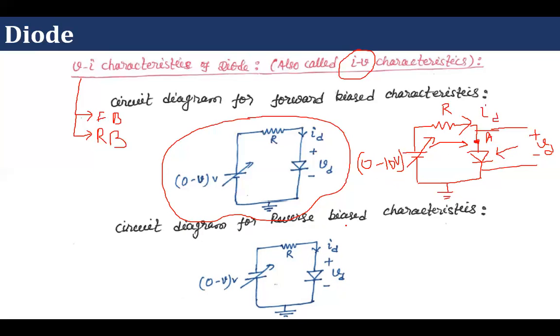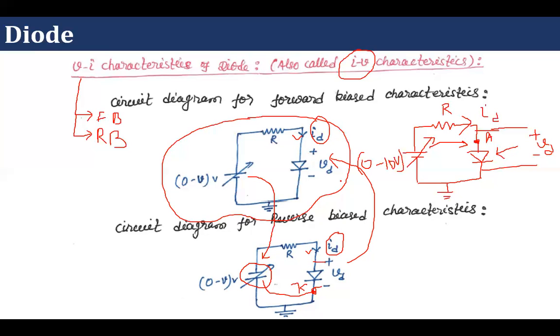Similarly, we can plot the reverse bias characteristic. This time, the positive voltage should be applied to the cathode terminal and negative voltage to the anode. So what has been done? The polarity of this voltage has been reversed, and so this is the reverse bias characteristic circuit diagram. Measurement should be done in the same manner as we did in case of forward bias characteristic, and in the same way, we have to measure the current as we measured in case of forward bias characteristic.